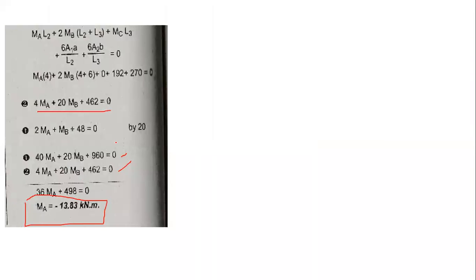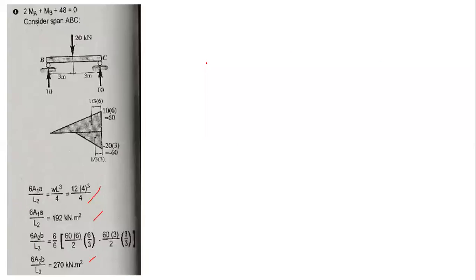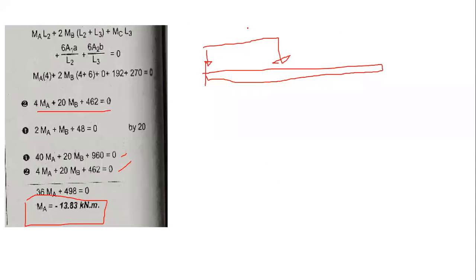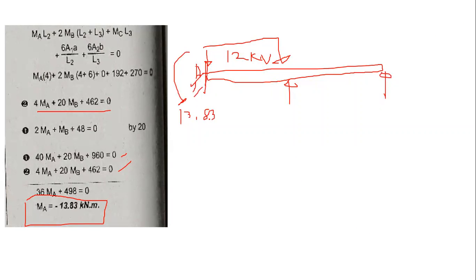So, halimbawa, you have here, this is the beam. Fixed ito. Ito yung load, 12 kilonewton meter. This is 12 kilonewton meter. At ito yung fixed. May moment A dito, ito yung A. Ito yung moment na 13.83. Okay, what about moment B? Diba pinakita ko yung moment B?